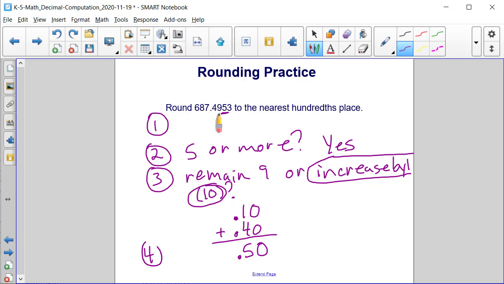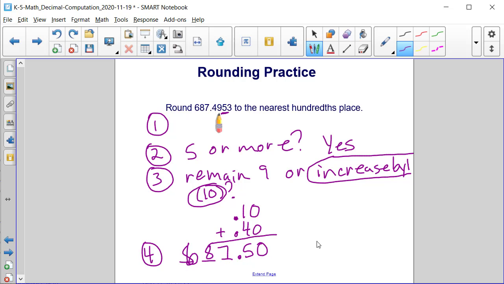Now for step number 4, what happens to the other digits immediately to the left that we haven't already taken care of, meaning the 600, the 80, and the 7? They all stay the same, so it remains 687.